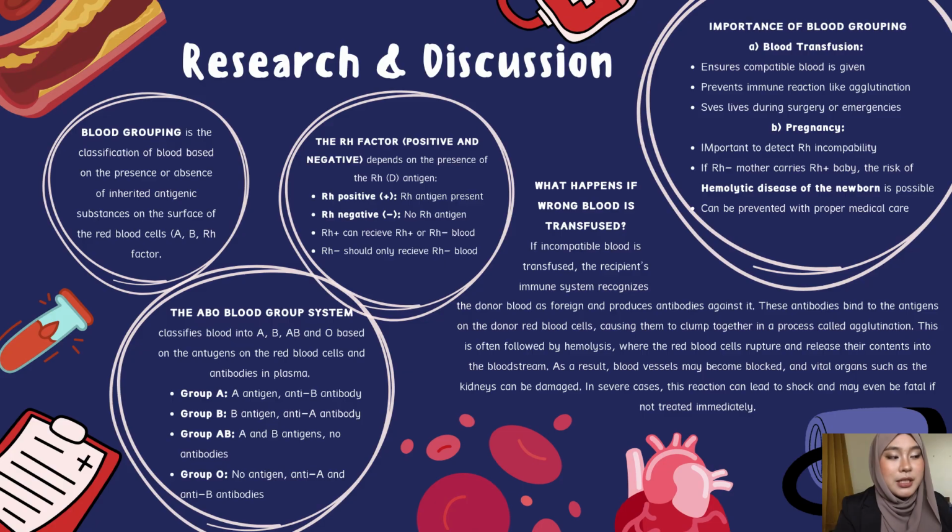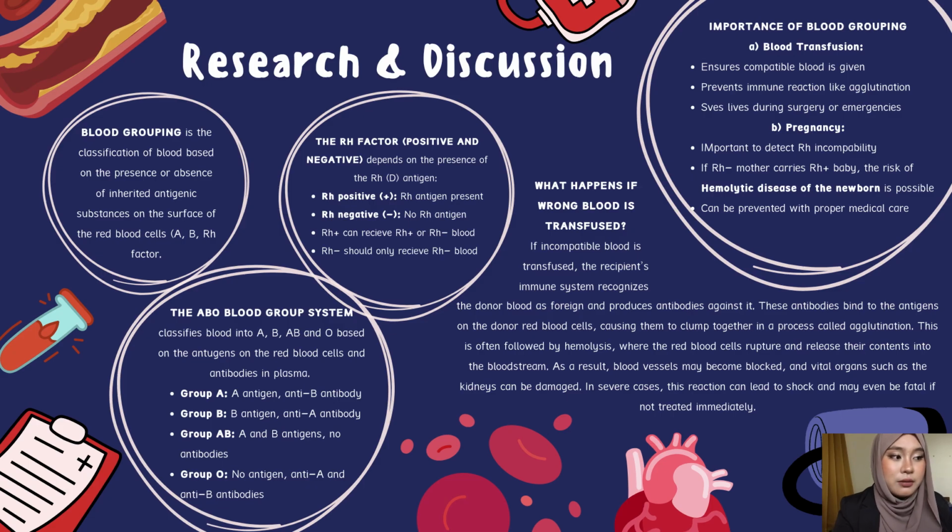So for the next week, week 4, which is blood grouping, we learned that blood grouping is the classification of blood based on the presence or absence of inherited antigens on the surface of the red blood cells. The ABO system categorizes blood into 4 groups: A, B, AB, and O, while the Rh factor identifies the presence or absence of the D antigen.